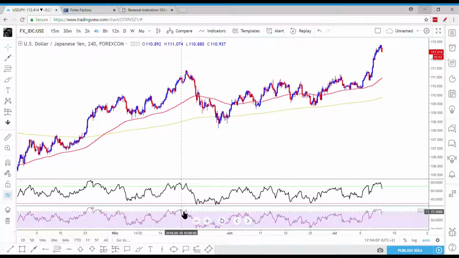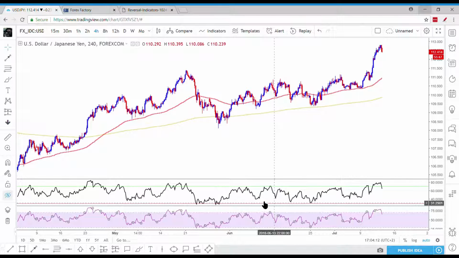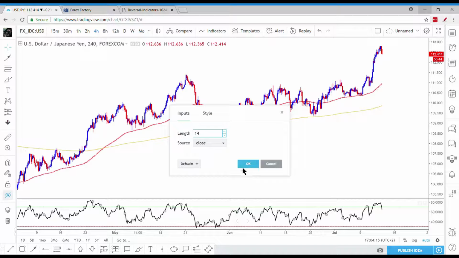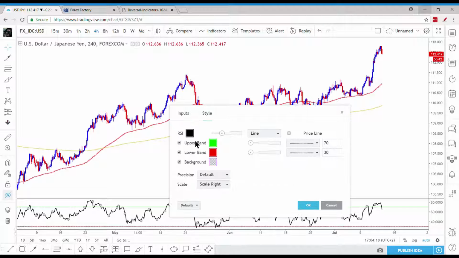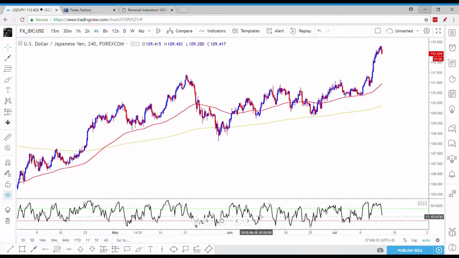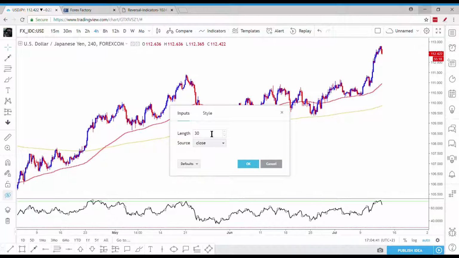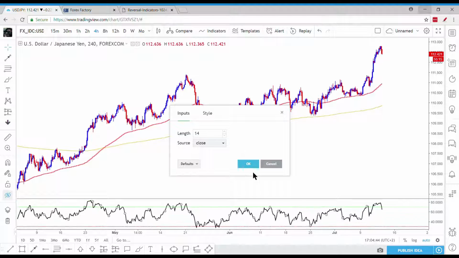So yeah, basically double click on it to pull up the settings. And so I'll show you my settings for it. So my length is 14, and that's the style. So the top one is green, the lower one is red. 70, 30. You'll see why. And inputs, I think the default one is 9. You can see the smaller it is, let's say 5, the spikier it will be, the choppier. And the bigger it is, the smoother it will be. So I use the 14.